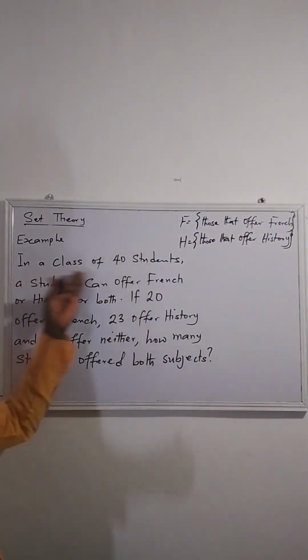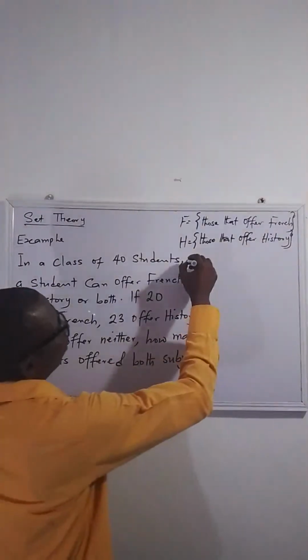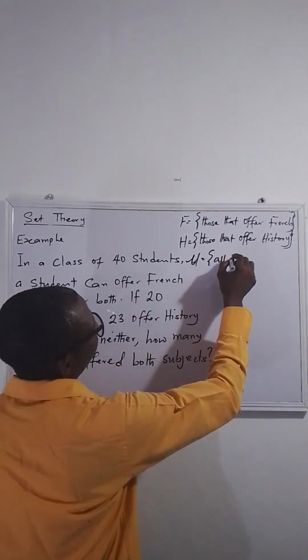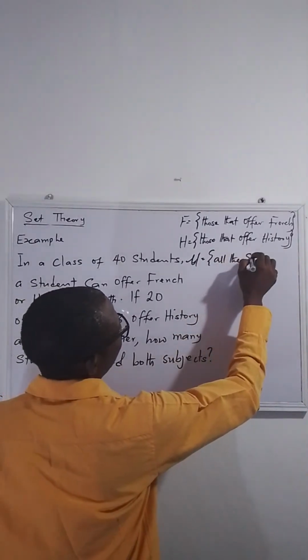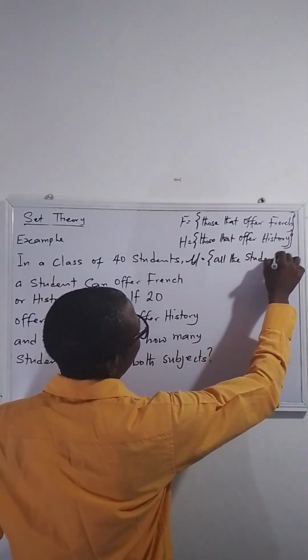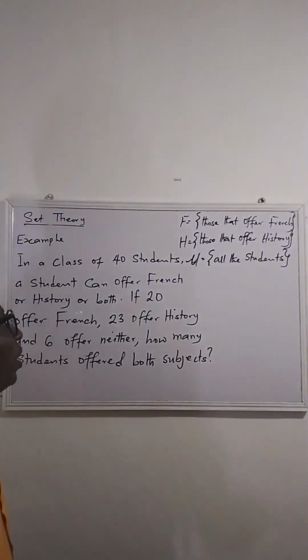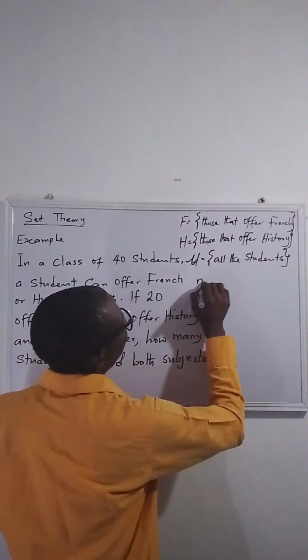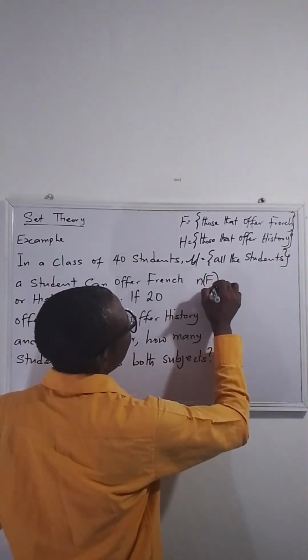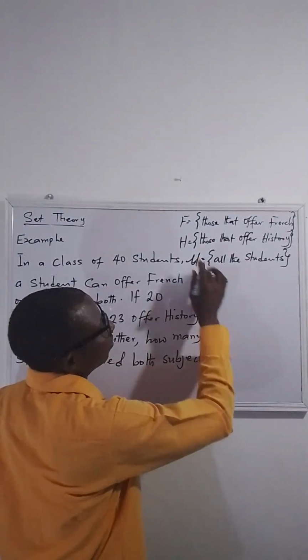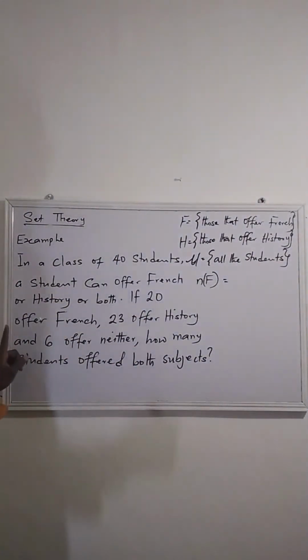Now, from what we have here, we have said that calling U to be the set of all the students. Okay, set of all the students. So if we have that, number of members of sets, don't forget this notation, number of members of set F, that is those that offer French.